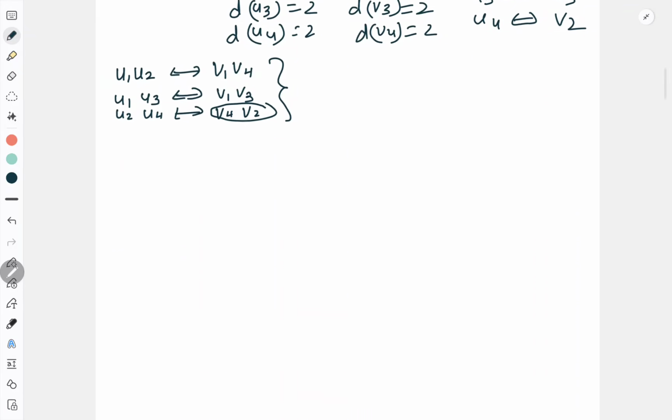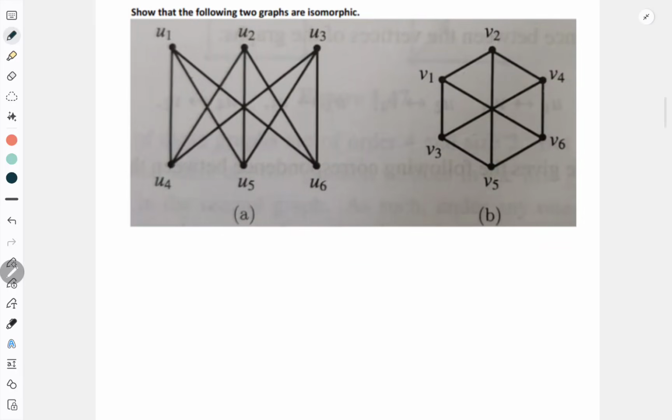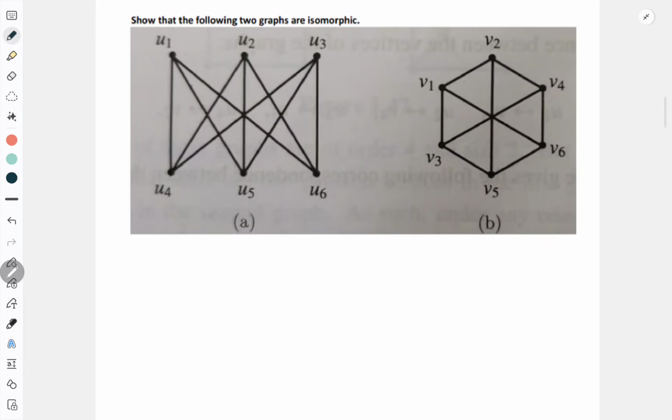Okay, let's move to the next question. This question is very common and very, very important also. Again the same thing. See, if you count the vertex, 6 vertex, 6 vertex. So you can write the number of vertex in G and G dash are 6. They are equal. The number of edges in G and G dash are same. If you count, they are same here.